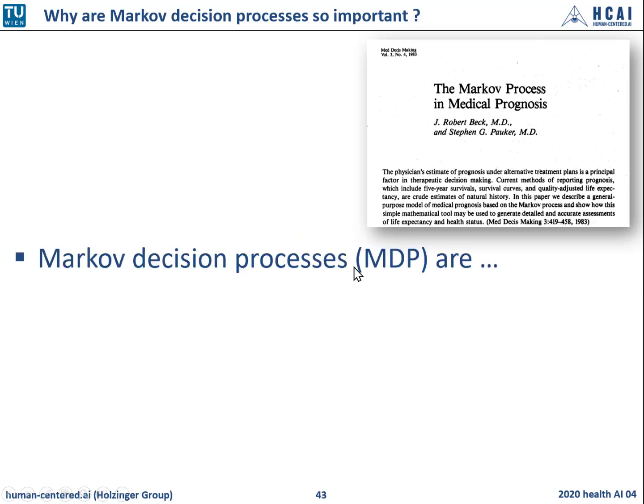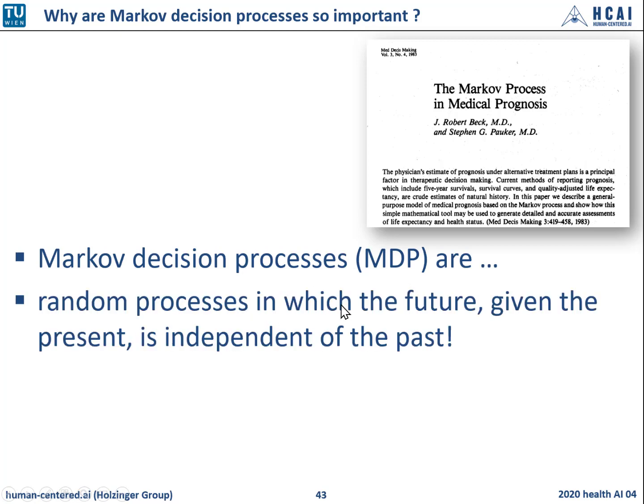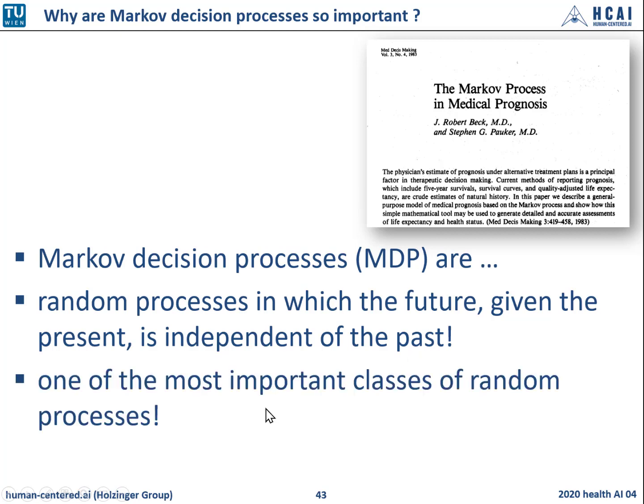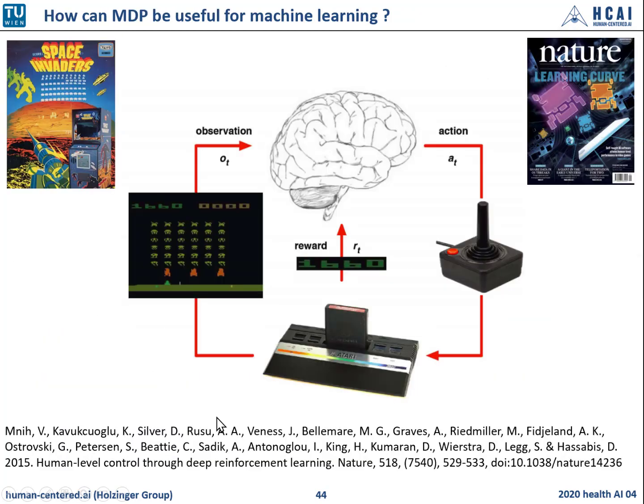Okay, so why are Markov decision processes so important? Because Markov decision processes, MDP for short, are random processes in which the future given the present is independent of the past. This is quite awesome. Think about that. It is one of the most important classes of random processes, and very versatile, and so that you believe me, I have a good example for that.